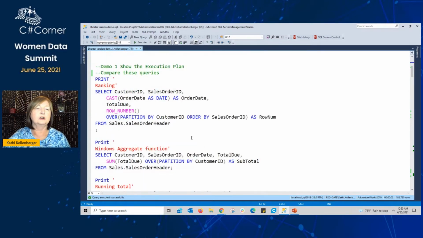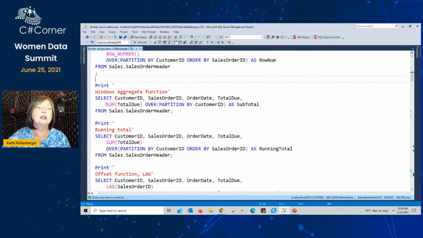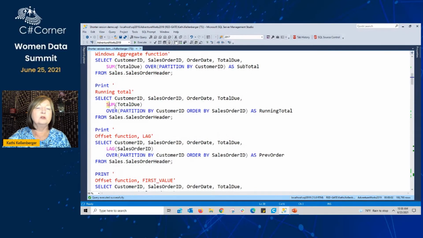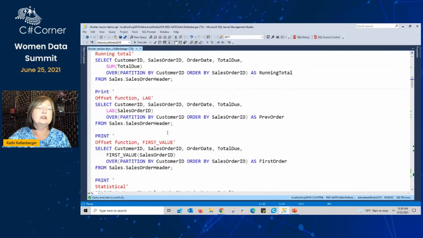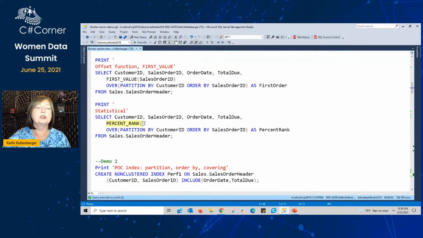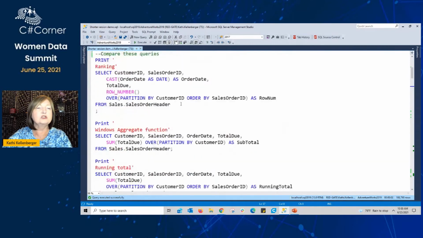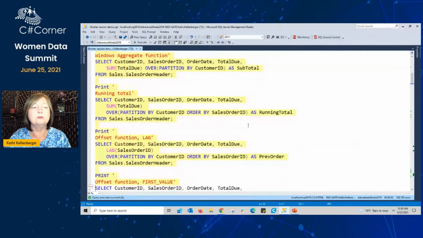What I've got here to start out with is one of each type of window function. I've got a query with a row number, a query with a window aggregate, a running total, one with lag, one with first value, and one with percent rank. What I'm going to do is run all of these without making any optimizations, just to see where the problems might be.